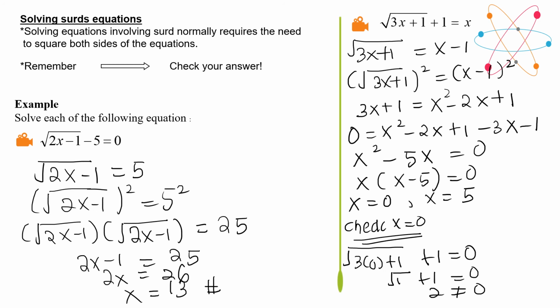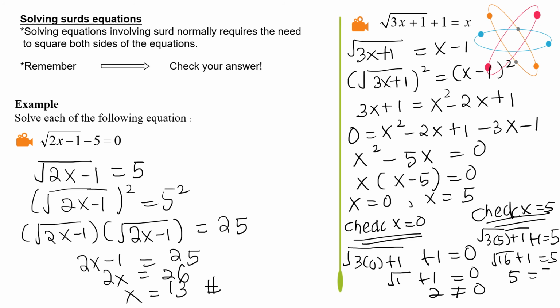Next, we check for x equals 5. Substitute into the question. Now, here we have surd 16. So surd 16 is 4. 4 plus 1 is 5. Now, the right-hand side equals the left-hand side. So, x equals 5 is the only solution.